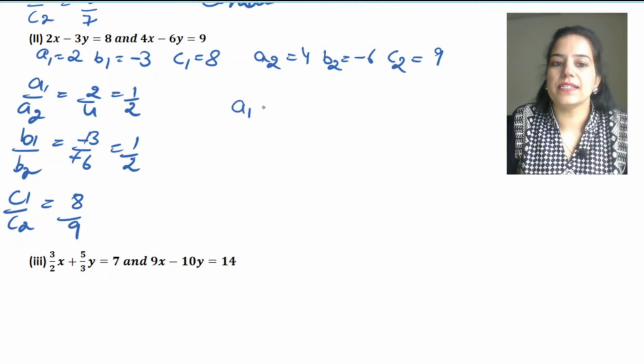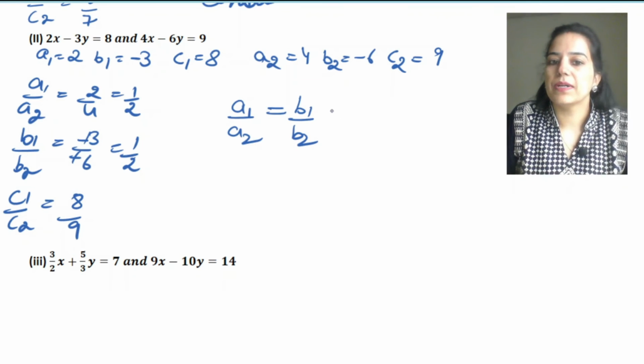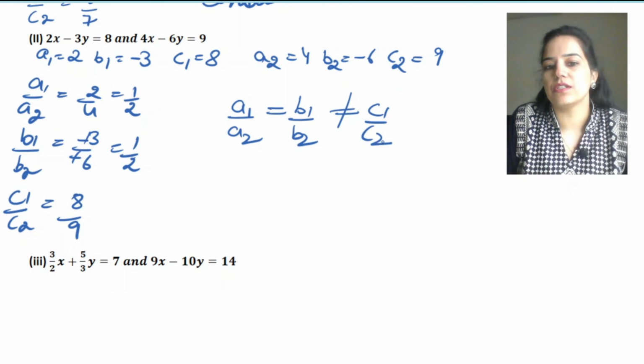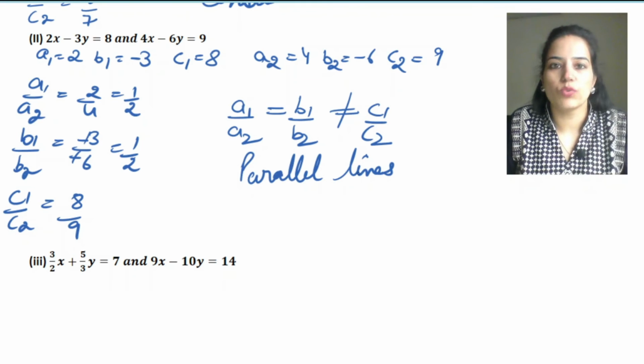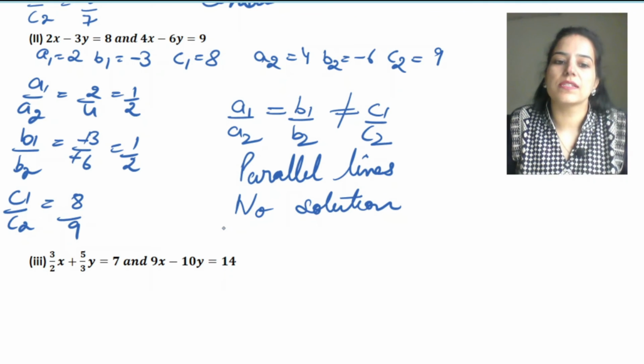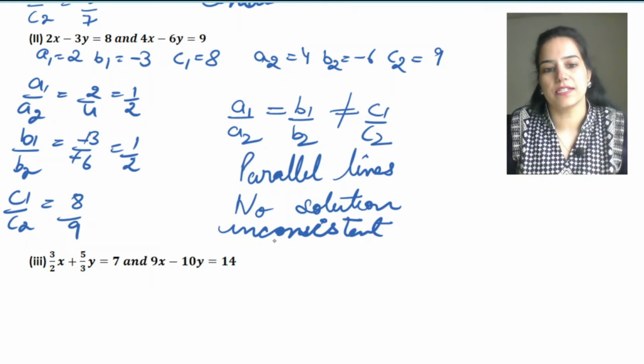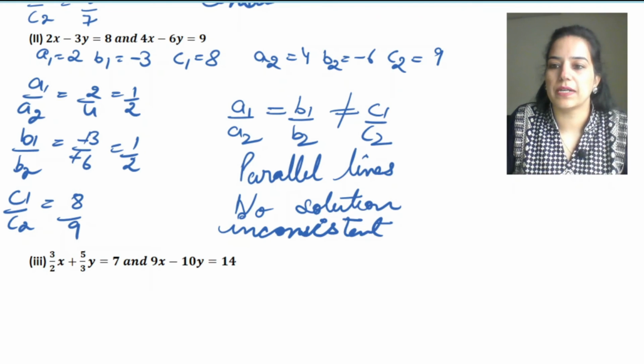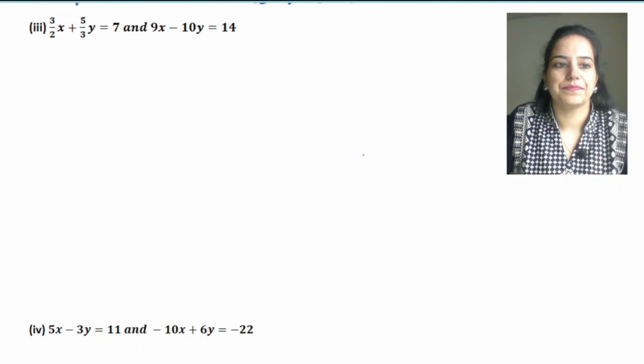So we can easily see that A1 by A2 is equal to B1 by B2, but it is not equal to C1 by C2. That means this is a case of parallel lines. And parallel lines have no point in common, so they have no solution. So the answer is no solution. And if we want to answer in the terms that they wanted, consistent or inconsistent, we would say inconsistent, right? Let's go to the third part now. Moving on to the third part.